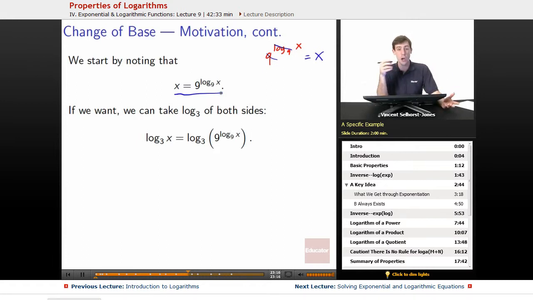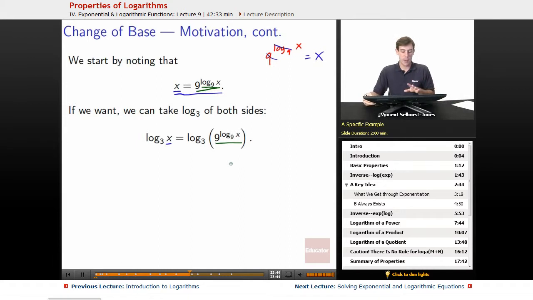If we want, we can take log base 3 of both sides, right? We know x is equal to 9 to the log base 9 of x, so it must be the case that log base 3 of x is the same thing as log base 3 of 9 to the log base 9 of x. We can take log base 3 of both things on either side because that equal sign means it has to be equal for whatever happens to it. So log base 3 of x is equal to log base 3 of 9 to the log base 9 of x.